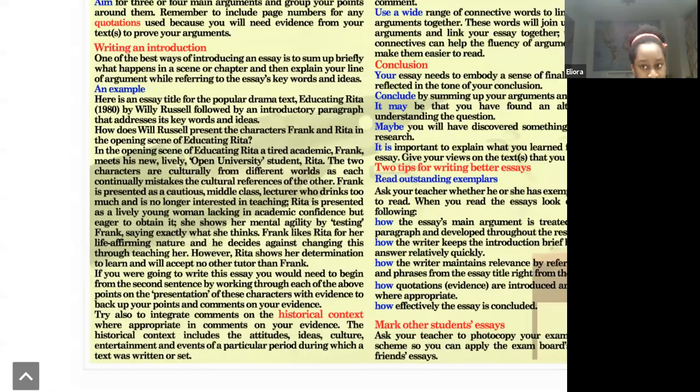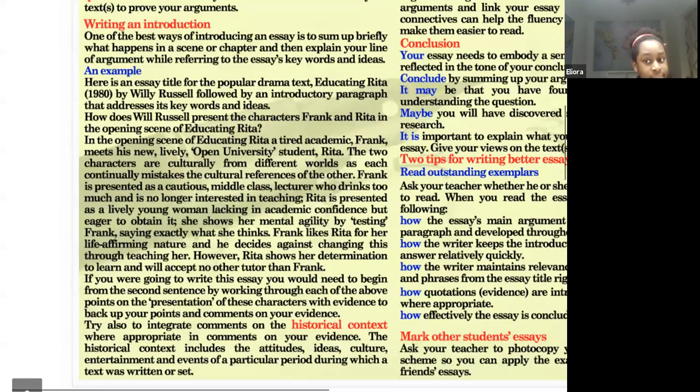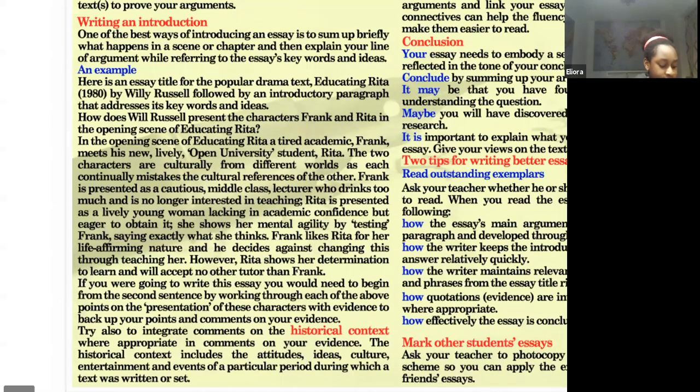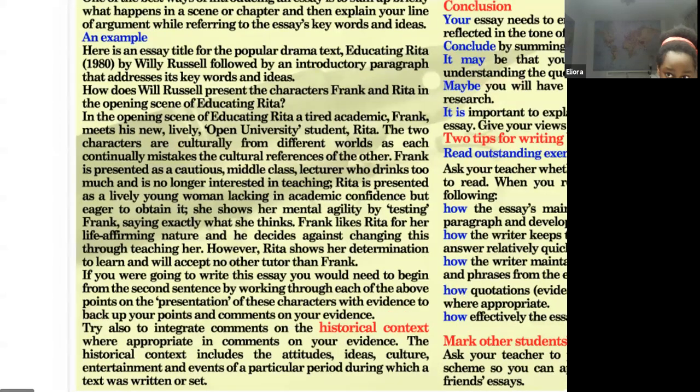So in terms of writing an introduction, from my experience, when I see students writing introductions, their introduction is only about a line or two lines long. And in fact, they just go into the story sometimes. They don't even use an introduction. So one of the best ways of introducing an essay is to quickly sum up briefly what happens in a scene or a chapter in the story or the essay, and then explain your line of argument while referring to the essay's keywords.